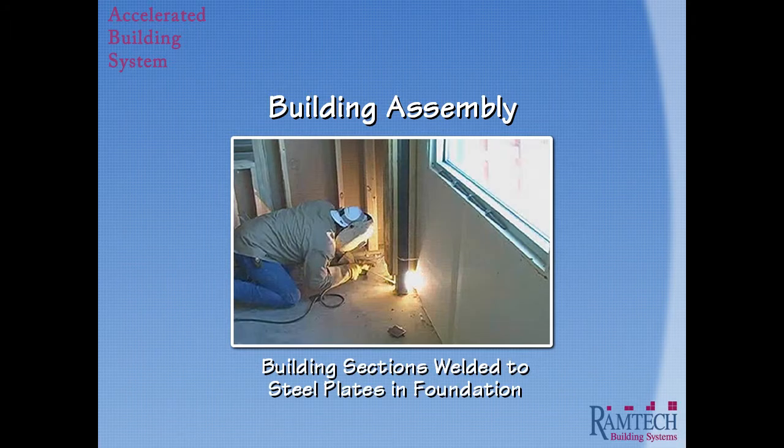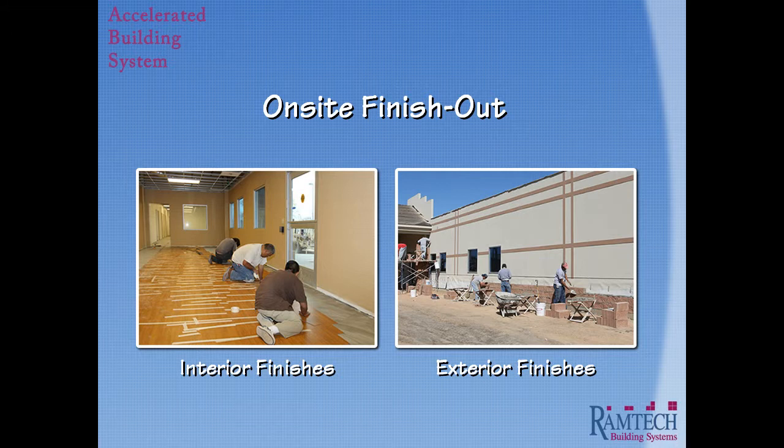Once the building sections are set in place, they are welded onto 1-inch thick steel plates that are placed in the foundation. A typical 10,000 square foot building can usually be installed on the foundation and weathered in 2 to 3 days. At this point, all of the on-site finish-out can then take place.